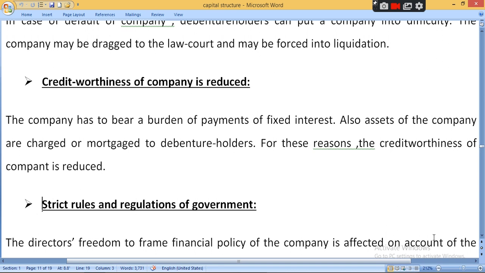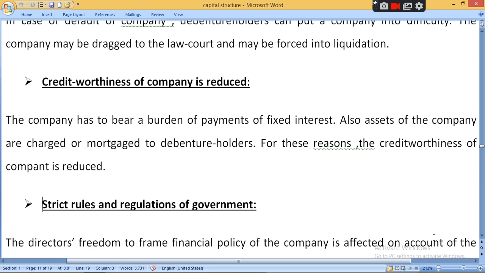Creditworthiness means reputation. In your capital structure, equity plus debenture, equity is considered owner's fund, debenture is considered borrowed fund. If you use borrowed amount up to some level, then it will be good. But if you use borrowed amount beyond the level, then it will be considered dangerous for the company, because your reputation will be reduced, clear. You have a burden on your company of fixed payment of interest to the debenture holder.